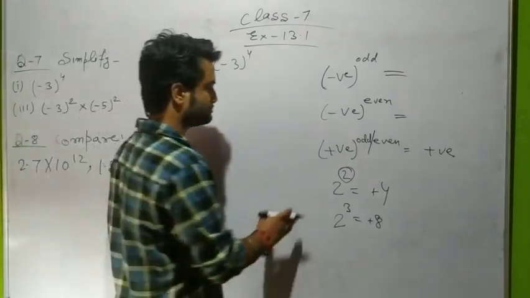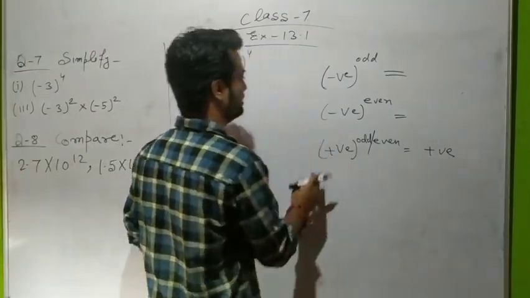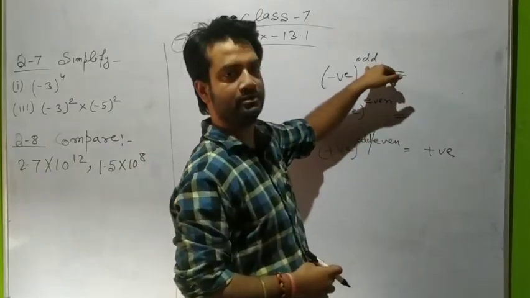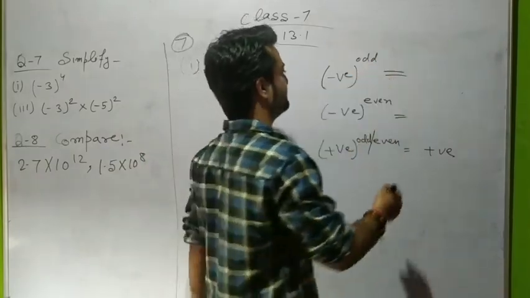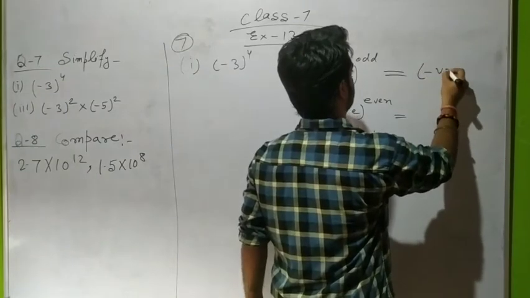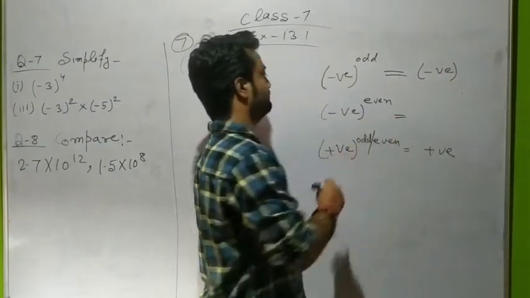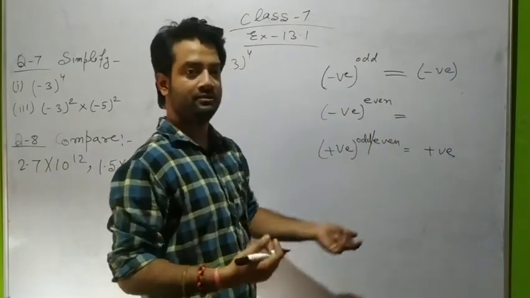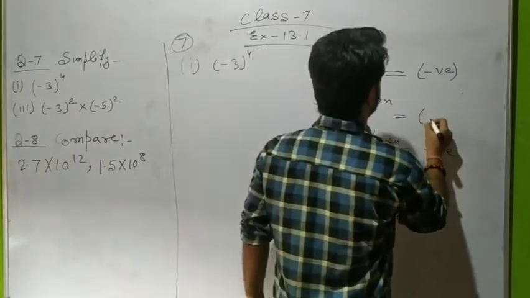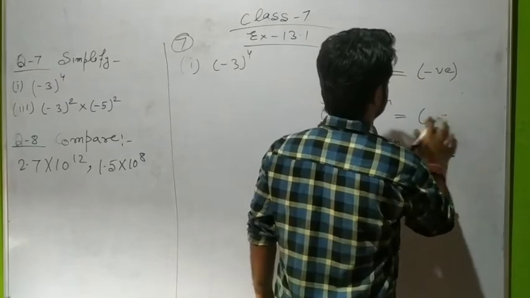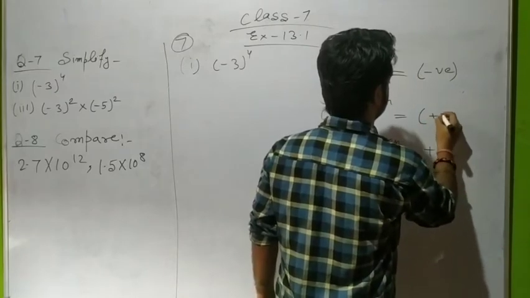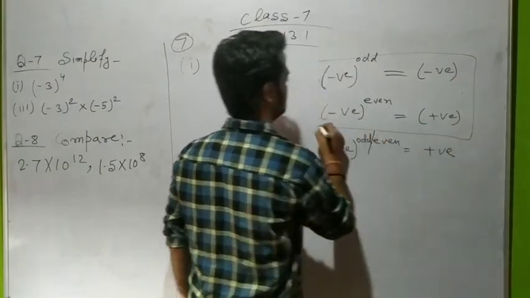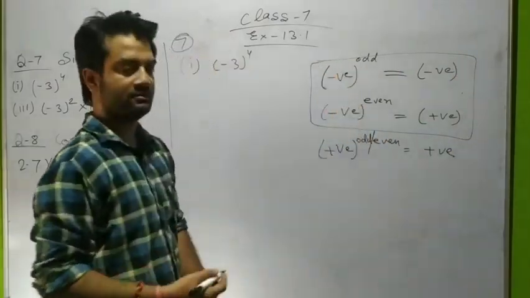But in case of a negative number, if its power is odd, then its sign is negative. And if the negative number has an even power, then the answer is positive. I request you to note it down somewhere. Let's have a look at an example.